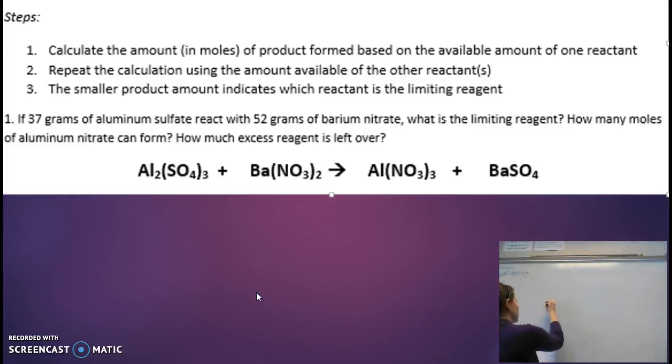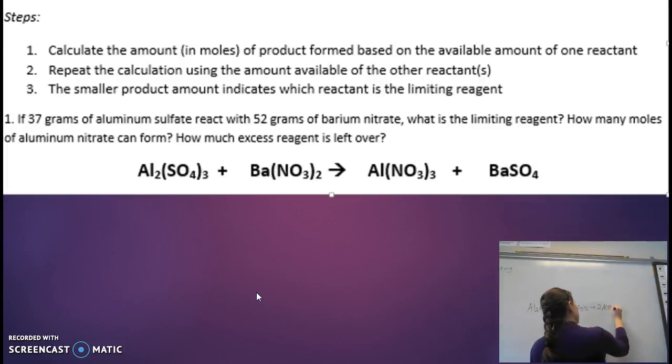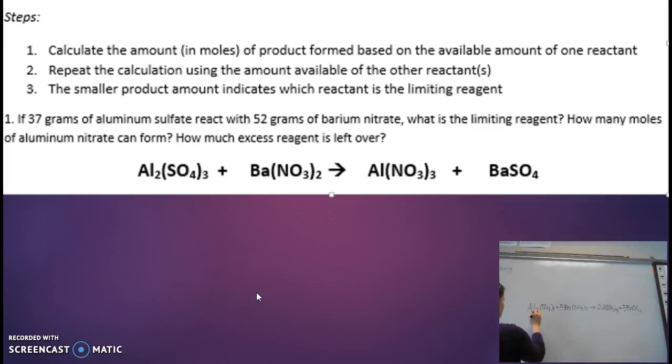So we have Al, alright, so we've got 2 Al and 3, plus 3 BaSO4. So first thing we need to do is figure out the amount of products that form for each of the reactants. So we know we have 37 grams, so we'll just kind of work through each one of them. So 37 grams, and that's of aluminum sulfate.